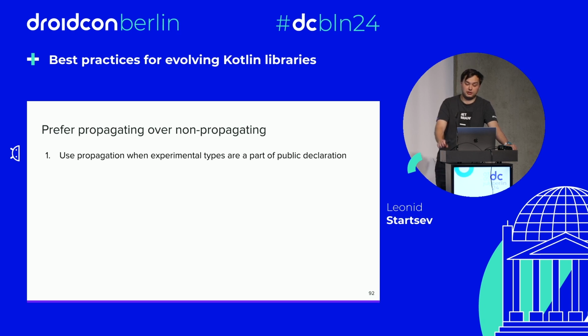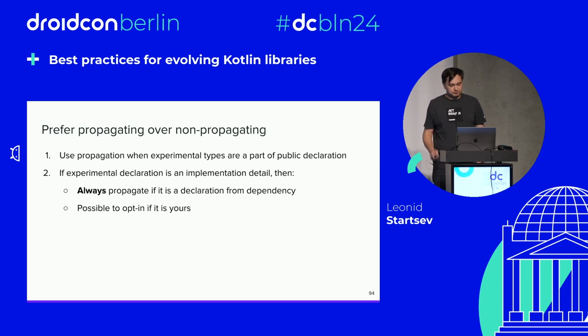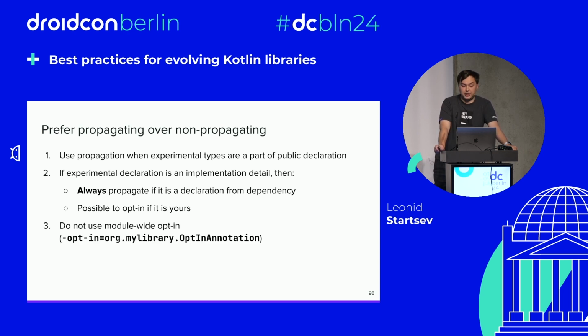So use propagation when experimental types are a part of a public declaration. If an experimental declaration is an implementation detail, then you still should propagate it up to public if it is a declaration from a dependency, like stdlib's ExperimentalUnsignedTypes. It is possible to opt in if it is an experimental annotation you wrote yourself. In that case, you surely know when you are going to delete it, and if you are going to delete it, how to migrate. And do not use module-wide opt-in that is available via command line arguments to the compiler. This is also not for you.